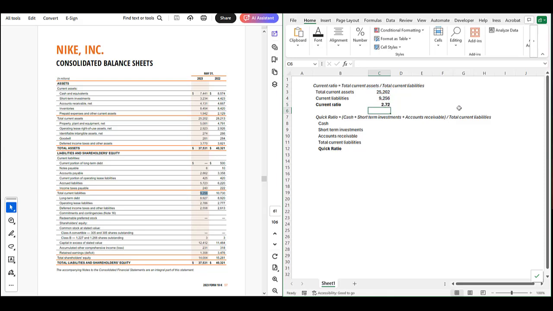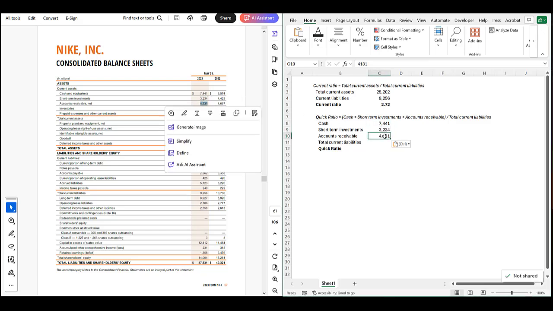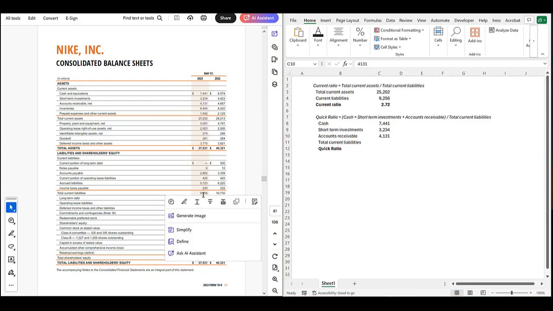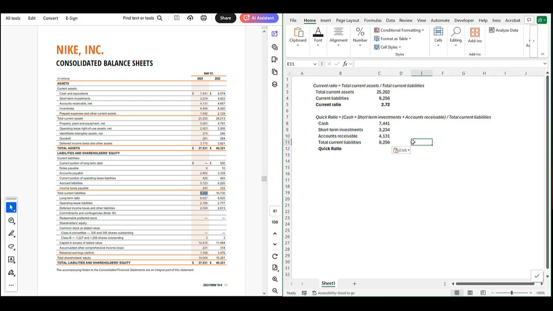Now let's calculate Nike's quick ratio. For that, we will need cash, marketable securities, which can be called short-term investments, accounts receivable, and total current liabilities. Cash and equivalents are $7,441. Short-term investments are $3,234. Accounts receivable is $4,131, and total current liabilities are $9,265. Nike's quick ratio is $7,441 plus $3,234 plus $4,131 divided by $9,265, which equals 1.6. Given both these numbers are greater than 1, it would indicate that Nike can meet its short-term obligations.